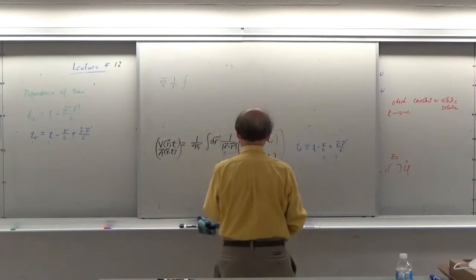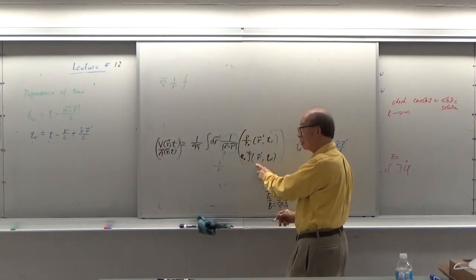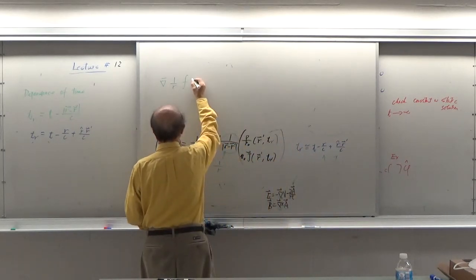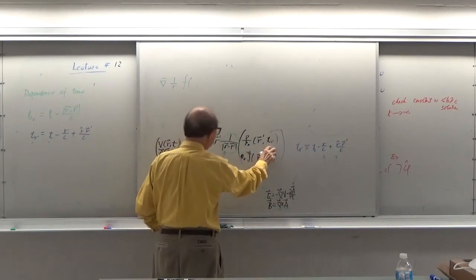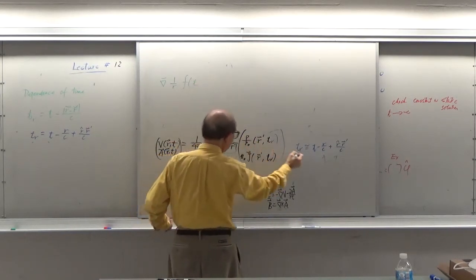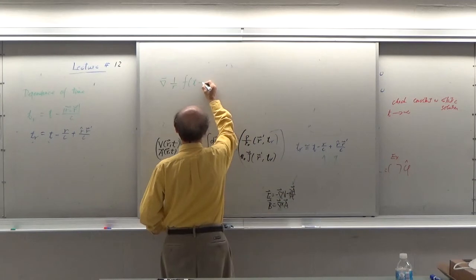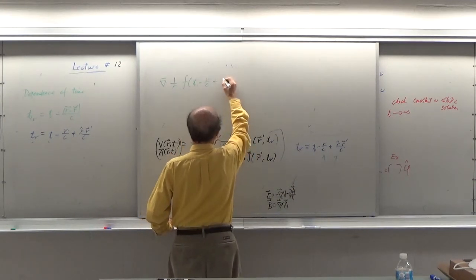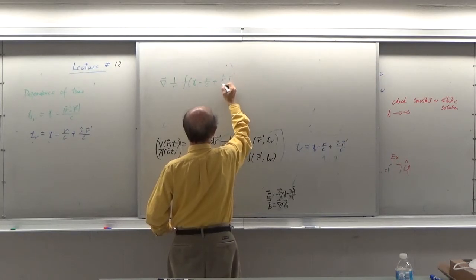And let me suppress the r prime dependence. It plays no role in this argument. So let me just write down the time dependence, which is t_r. This t_r is now approximated to be t minus r over c plus r hat dot r prime over c.